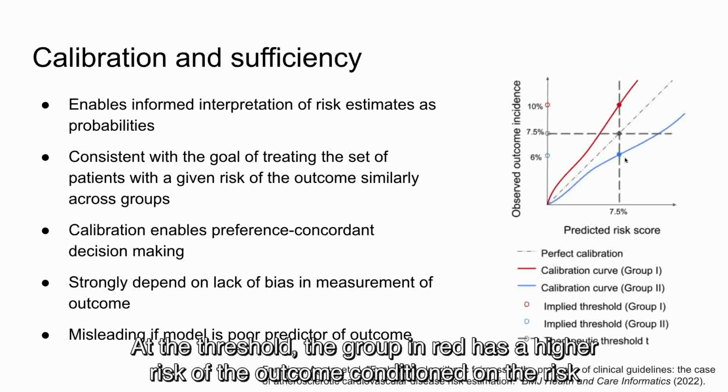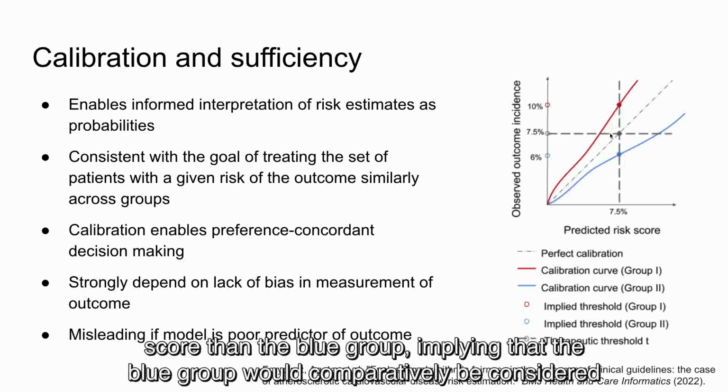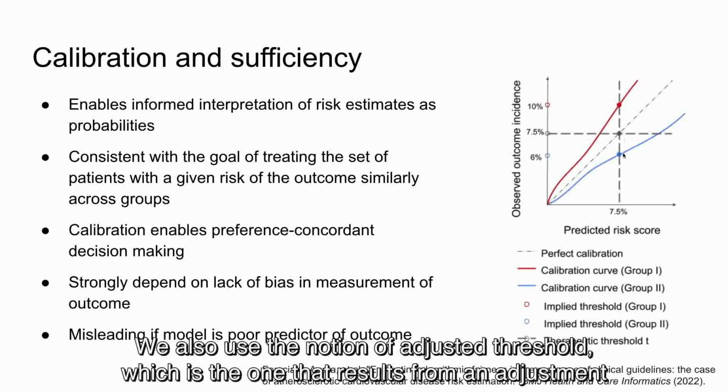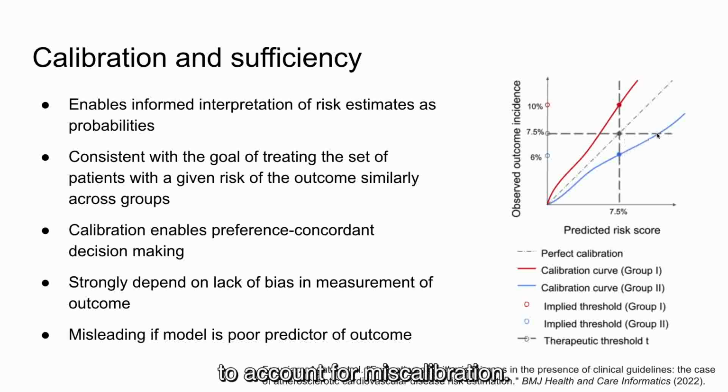At the threshold, the group in red has a higher risk of the outcome conditioned on the risk score than the blue group, implying that the blue group would comparatively be considered for treatment at a lower risk than the red group. We also use the notion of an adjusted threshold, which is the one that results from an adjustment to account for miscalibration.